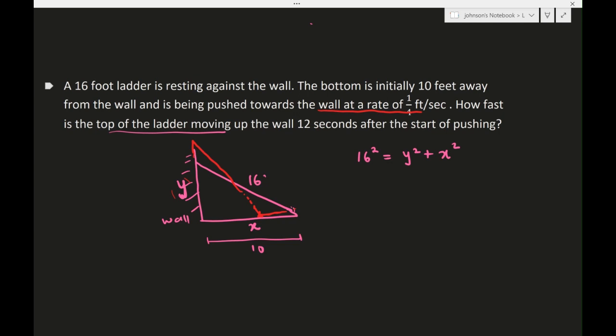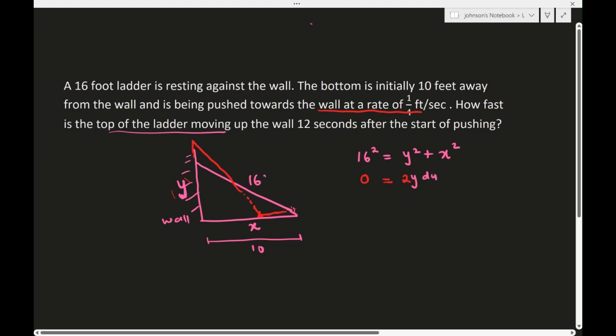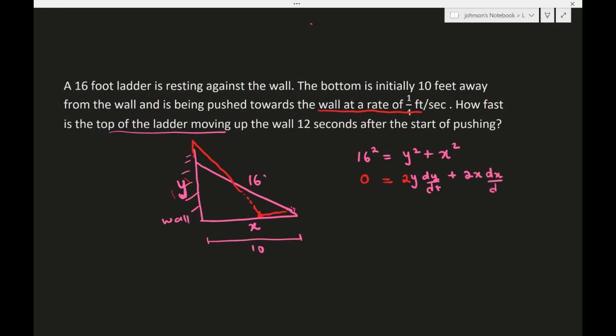Okay, so here what we can do is, let's start with this one. If you differentiate this, you see both y and x will change, because by the time you push this, x will change, y also will change. So both of them are changing with respect to time. If you differentiate this equation with respect to time, this is 0, and this is going to be 2y dy/dt plus 2x dx/dt.